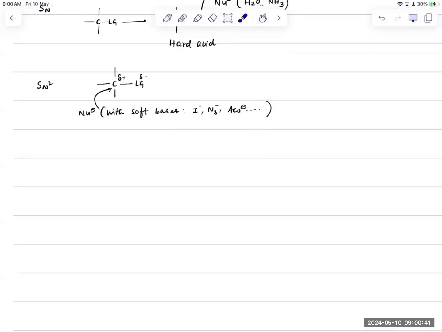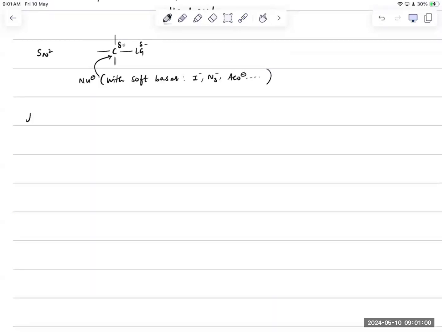Don't mistake that soft means they are weak. Here, hard and soft is on the basis of polarization. So don't try to relate those two. Clear?